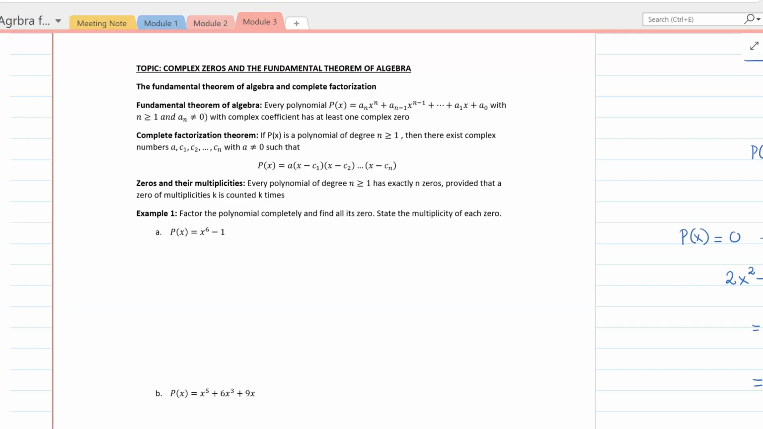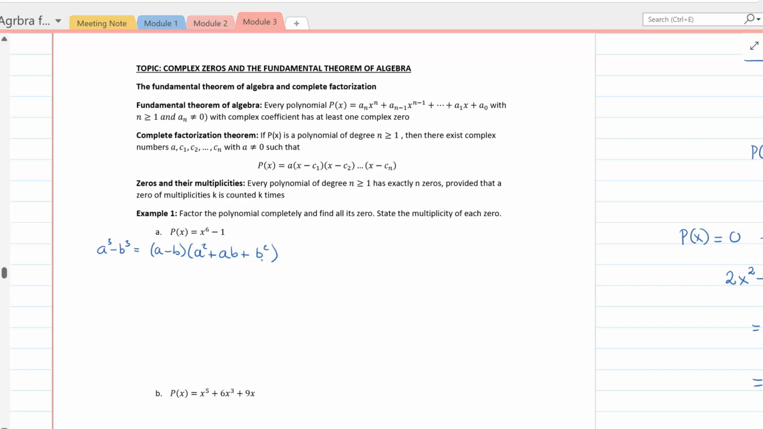Right. So, factor the polynomial completely and find all of its zeros. State the multiplicity of each zero. Okay, so let's start with factoring. Recall, like we said in the meeting on Thursday, that a cubed minus b cubed is the same as a minus b times a squared plus ab plus b squared.